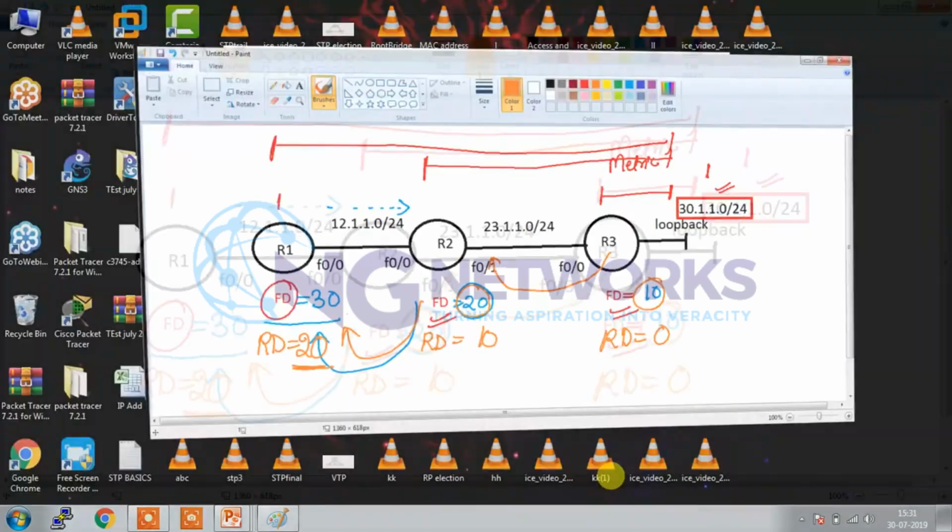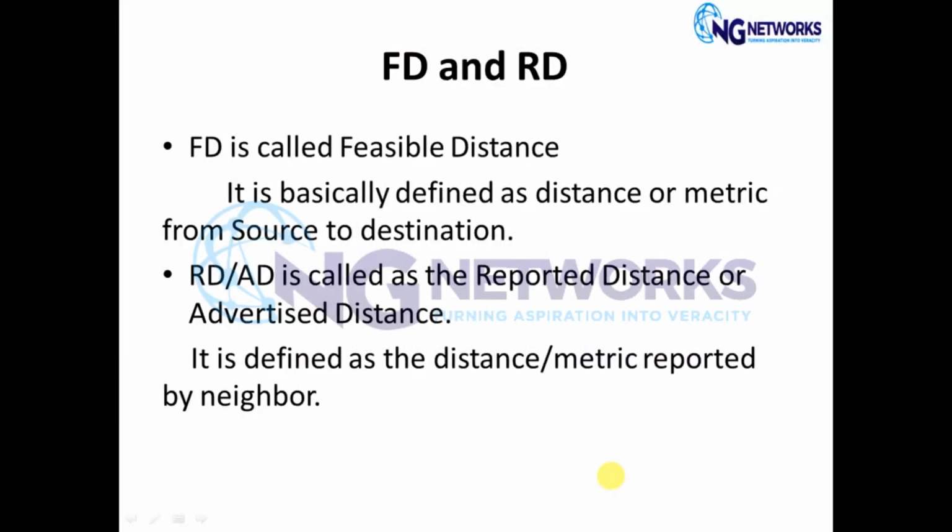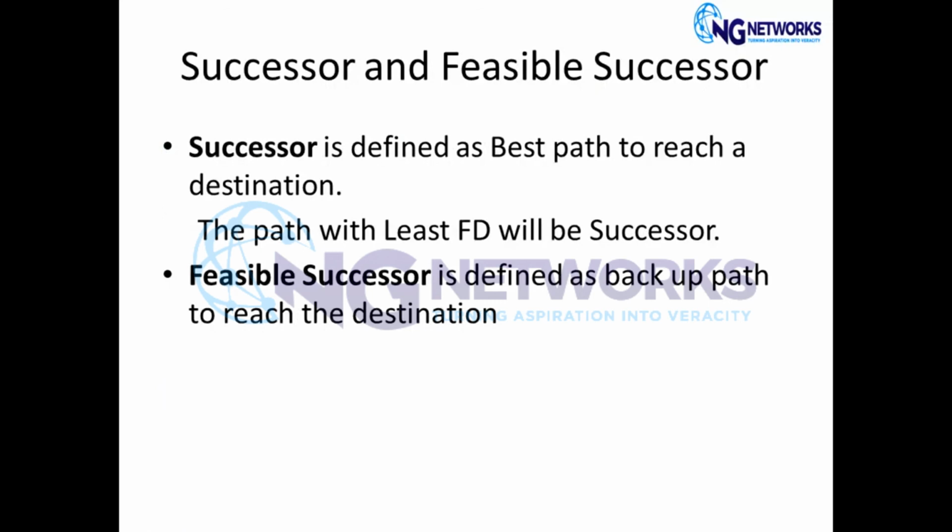This is about RD and FD, and the next is successor and feasible successor. Guys, a successor is defined as the best path to reach the destination. For example, if a router has multiple paths to reach a destination, which path will be best? The path which has the least metric, or the least FD, will be your successor.